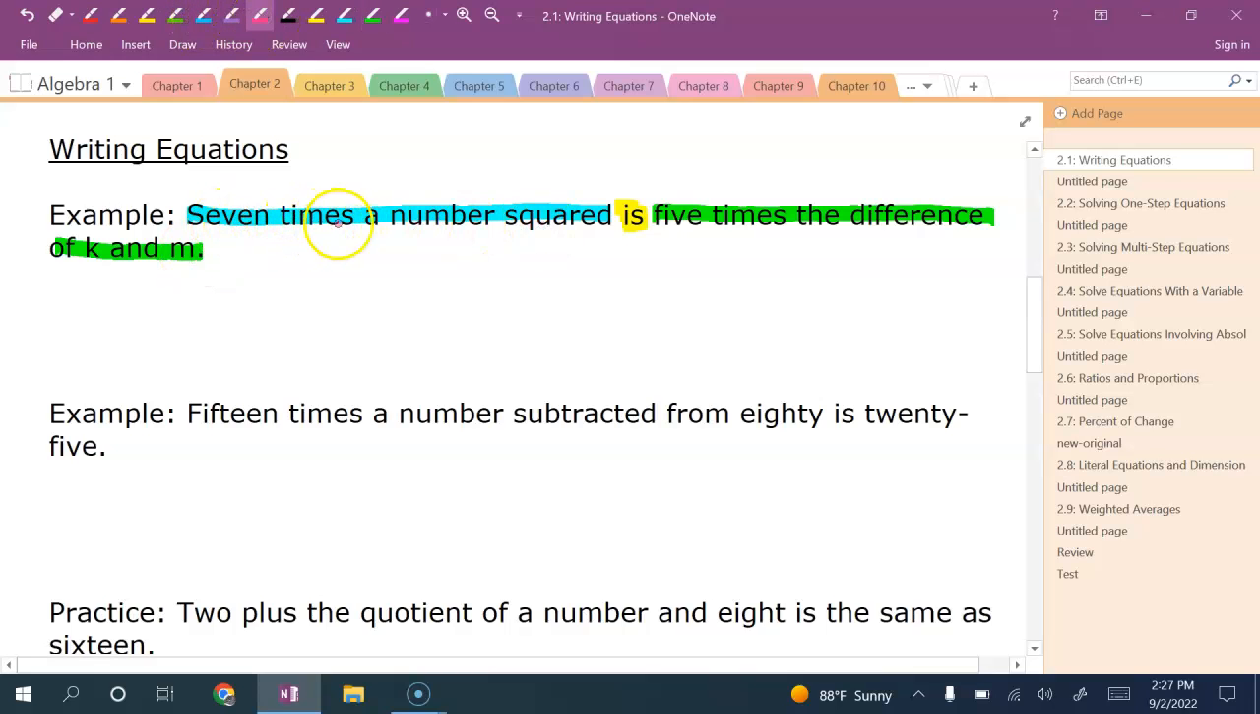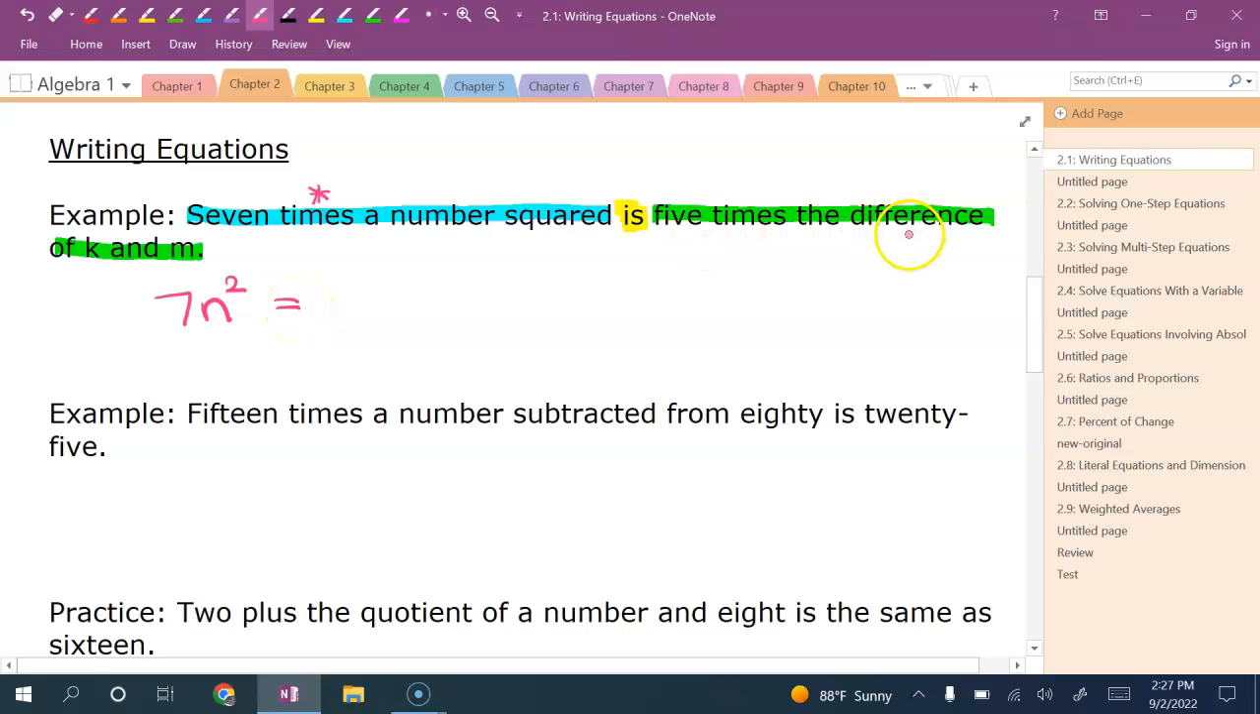7 times a number squared. So I know I have a 7, and I know that times means that I'm going to multiply it to something. Now, a number is going to have to be a variable because we don't know what that number is. So I'm going to use n for number, and I know that the number is squared, so I need a little 2 next to that. So this says here 7 times, there's technically a multiplication sign in between 7 and that n, and then this is a number squared. Is, so that tells me I need to put an equal sign.